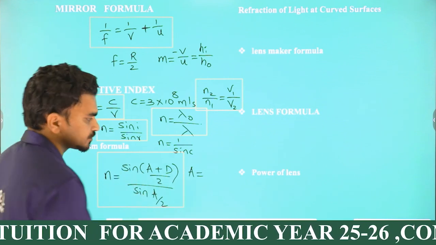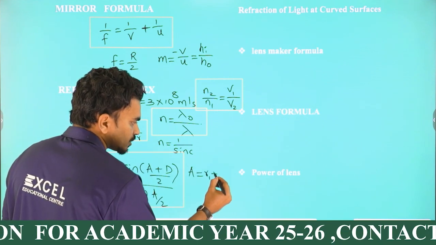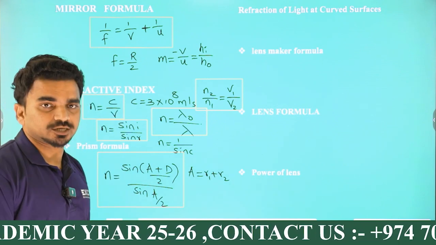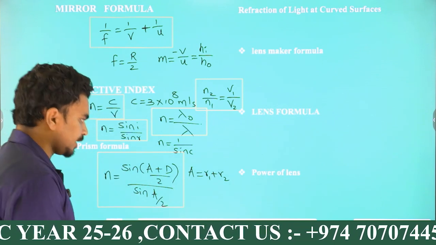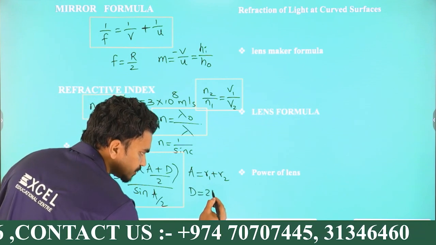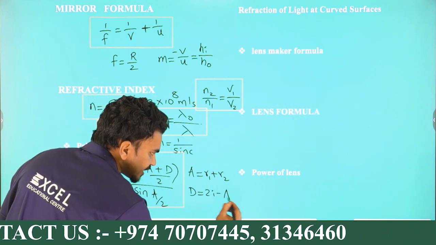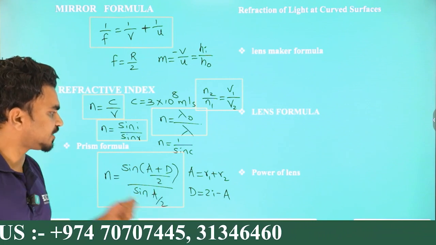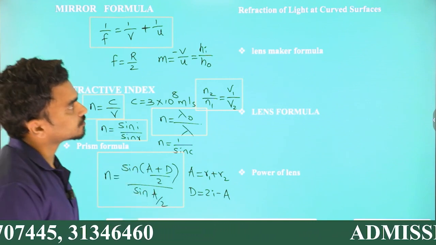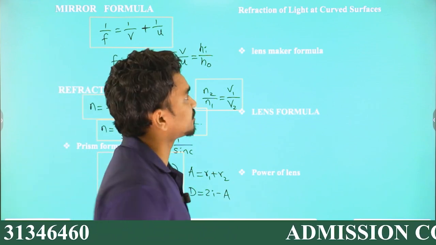Angle of prism is related to the sum of angles of refraction in the prism: A equals R1 plus R2. Remember that relation. Moreover, the angle of minimum deviation is also equal to 2i minus A. Keep these facts related to the prism formula in mind. All right. Now, refraction of light through a curved surface.